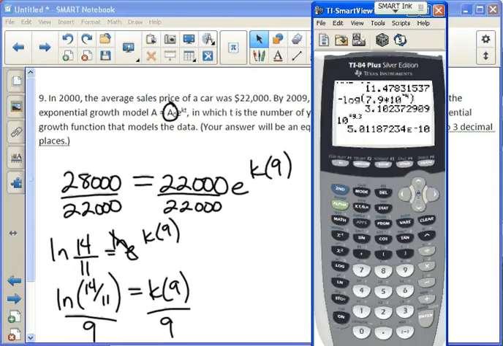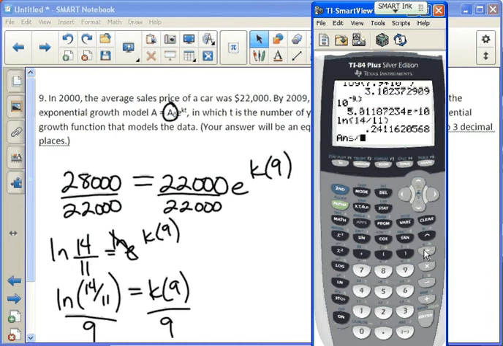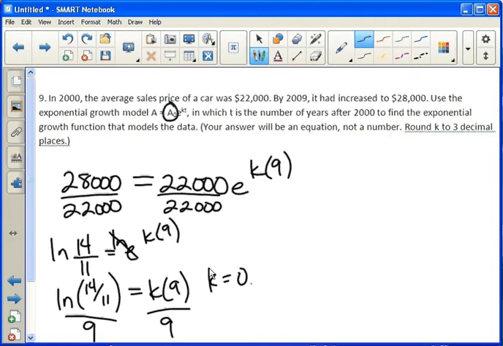So I'm going to have the natural log of 14 over 11, and I divide that answer by 9. So I get 0.027, since I'm rounding to 3 decimal places for k. So k is 0.027. So my final answer needs to be A equals 22,000 e to the 0.027t. You want to have A naught and k plugged in, and this will be your final answer.